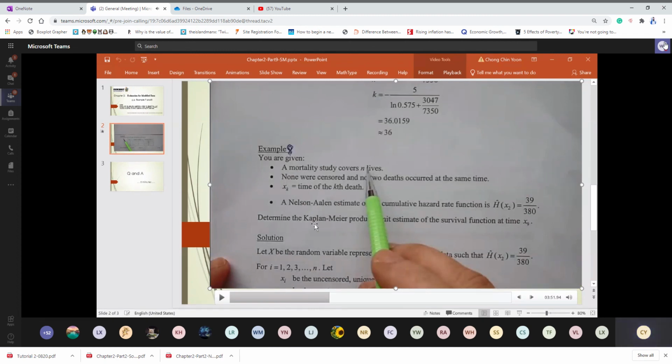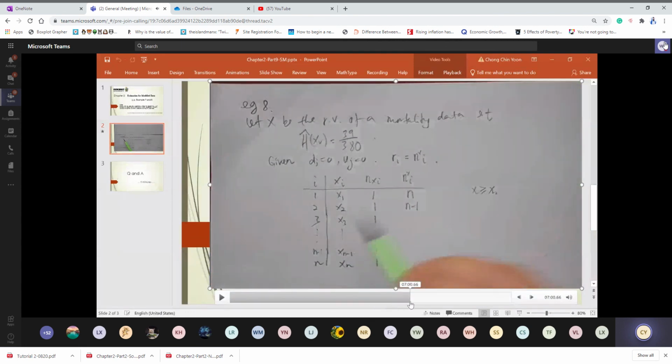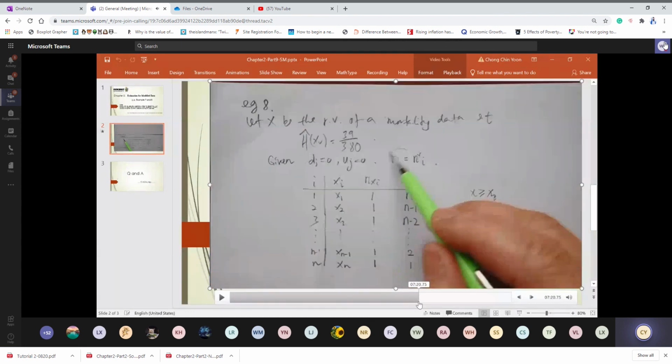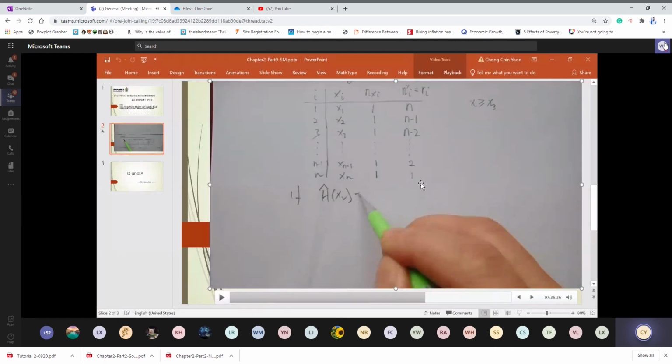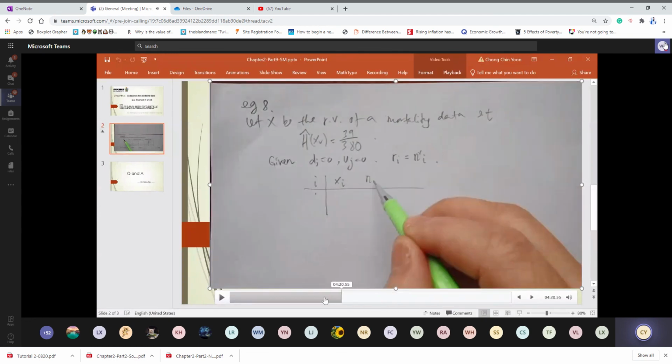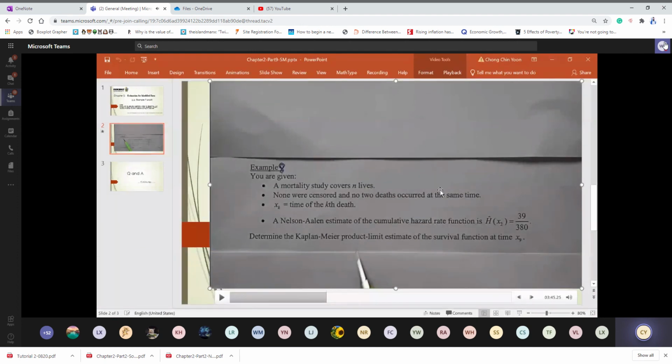Yes, this example. Okay, so if you look at this example 8, we use the first method to solve this problem. So we do not consider the first entered value. Okay, so we use the first formula. Now, for this example 8, you can use the second method just now to solve. You can try yourself, you get the same answer.